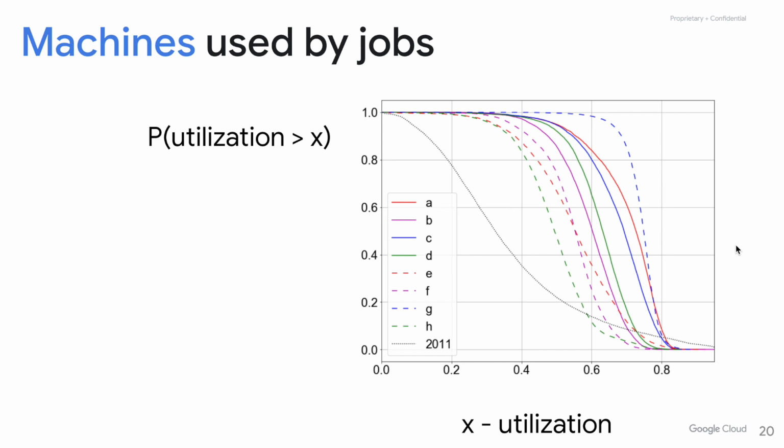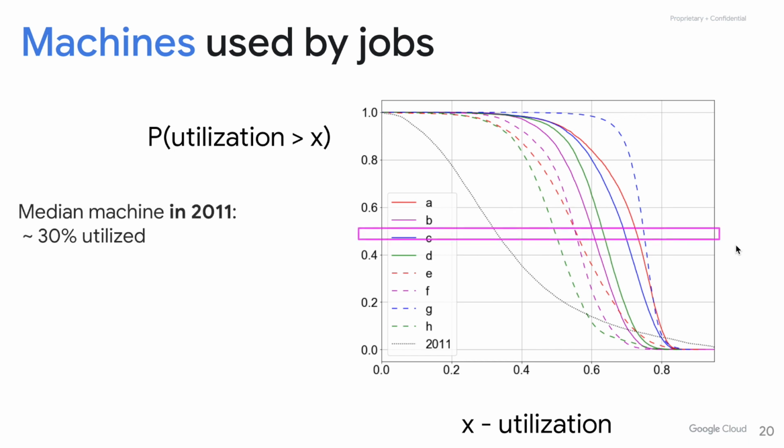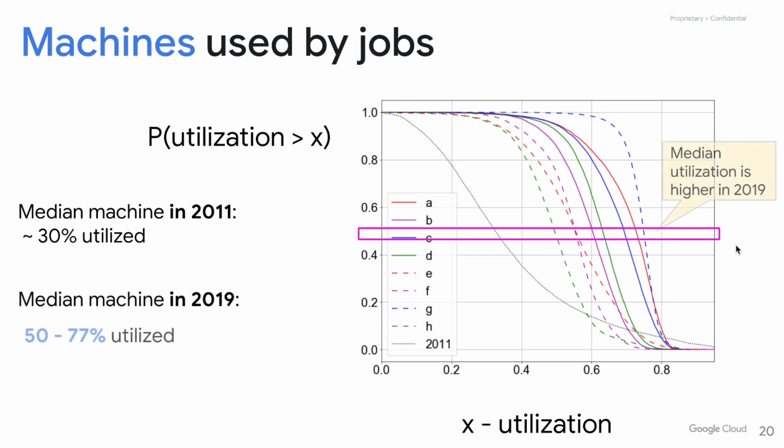In 2011, the median machine was about 30% utilized. In 2019, on the other hand, the median has gotten a lot higher, and machines are utilized anywhere between 50 to 77%. In other words, machine utilization has improved significantly in Borg.